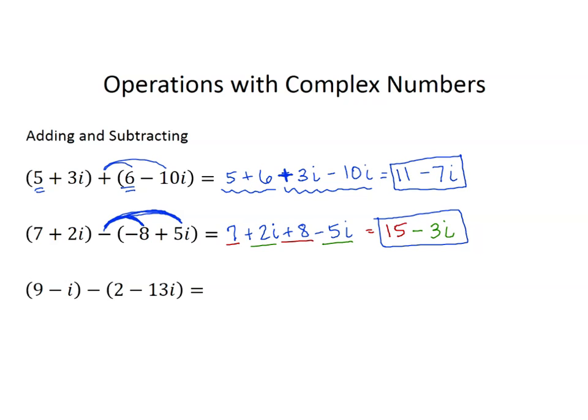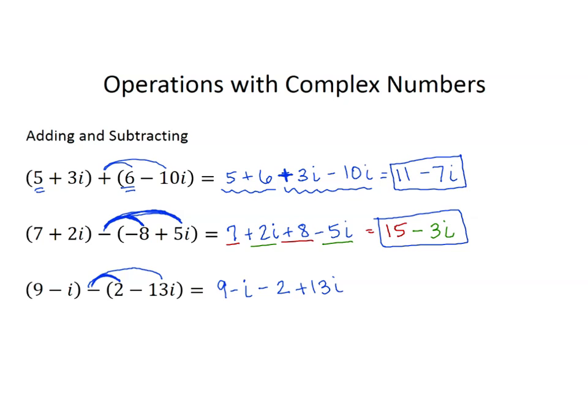All right, we've got one more, and this again is subtraction, so we're going to have to distribute again. We're going to start with 9 minus i, that's what we've got in the first set. Then a negative times a positive 2 will give us a negative 2. And a negative times a negative 13i will give us a positive 13i.